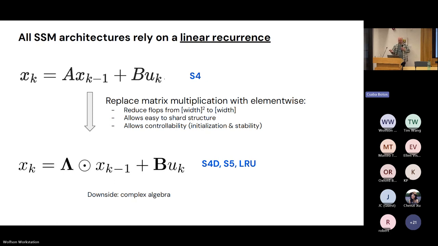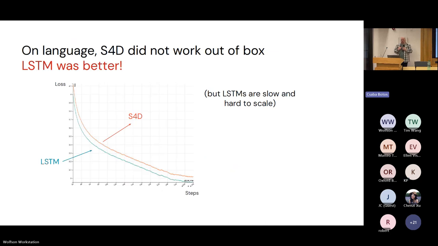The downside is they had to use complex algebra, but this reduces the number of flops. This allows things to be shardable. If I go back to the shardability discussion, we really needed the recurrence to be shardable. That means it has to be diagonal. We can't use the S4 block because that breaks the shardability. You can't use the Megatron shardability anymore. And the controllability. Okay, so this sounds all good.